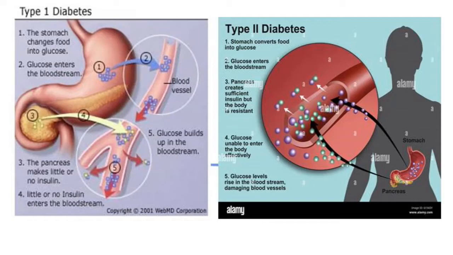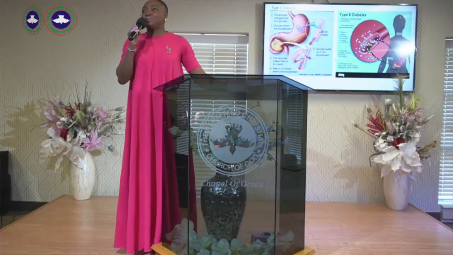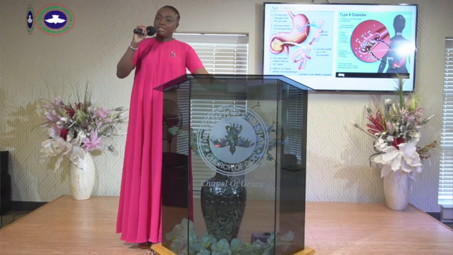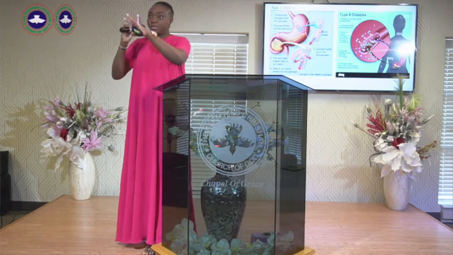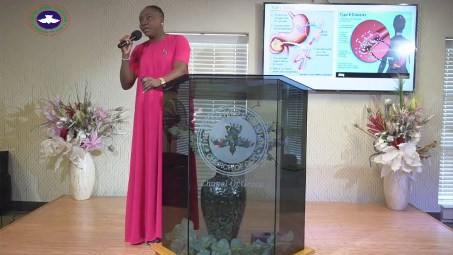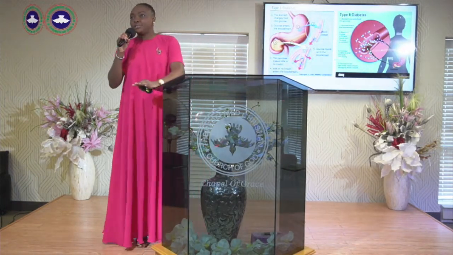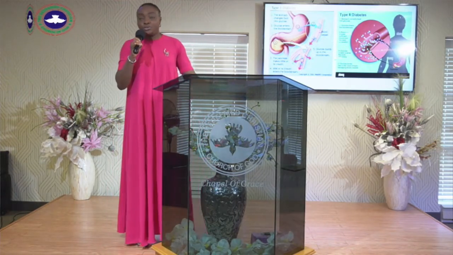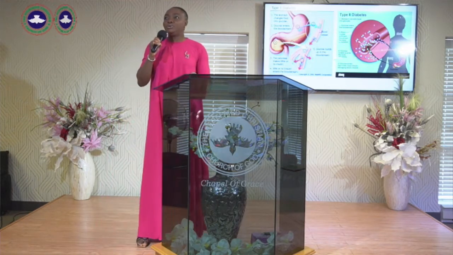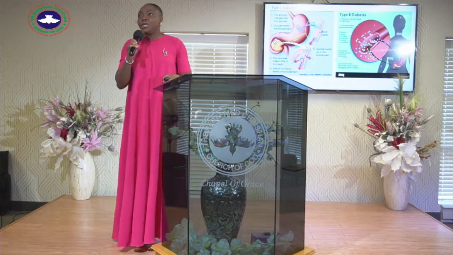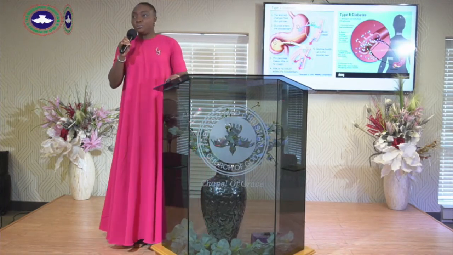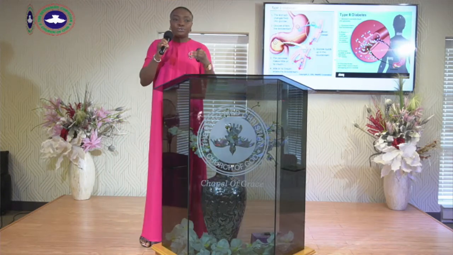Okay, so type 1 diabetes, we can see that the stomach changes the food into glucose, and the glucose enters into the bloodstream. Now you can see the pancreas at the back of the stomach there in the abdominal cavity. And once the glucose enters into the bloodstream, the pancreas makes little or no insulin because part of it has been destroyed anyway, so it can only make so much. And this little or no insulin enters into the bloodstream, and tries to push as much as it can into the cells. But there's always a build-up because there's not enough insulin, so glucose builds up in the bloodstream.